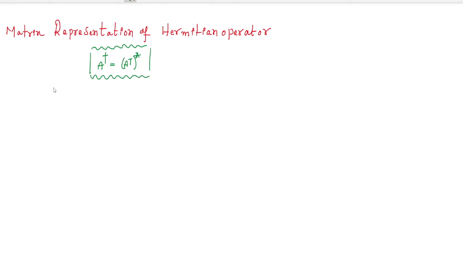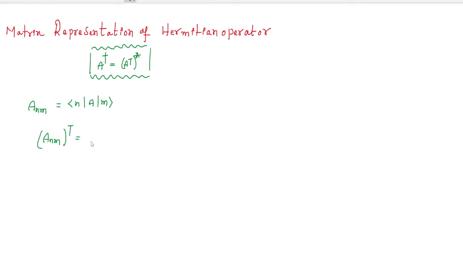So let us try to represent these operators in matrix form. We know A is N by M, which means this is N, and this one is M. So I'm going to write this thing in matrix form: A, N by M, into transpose.